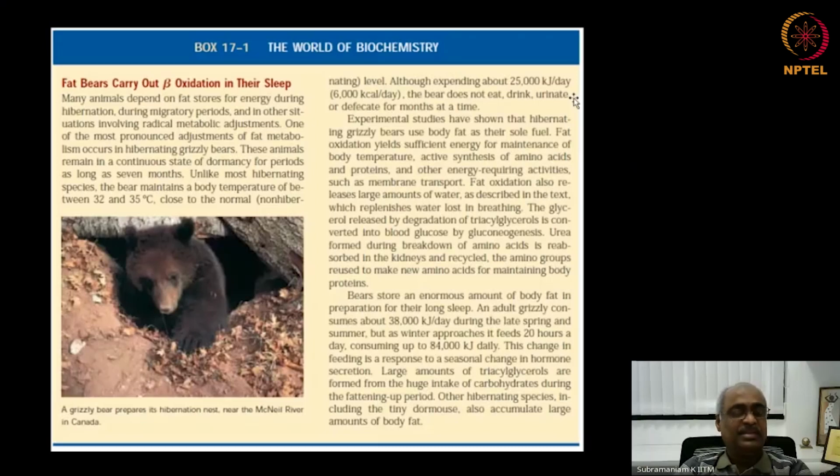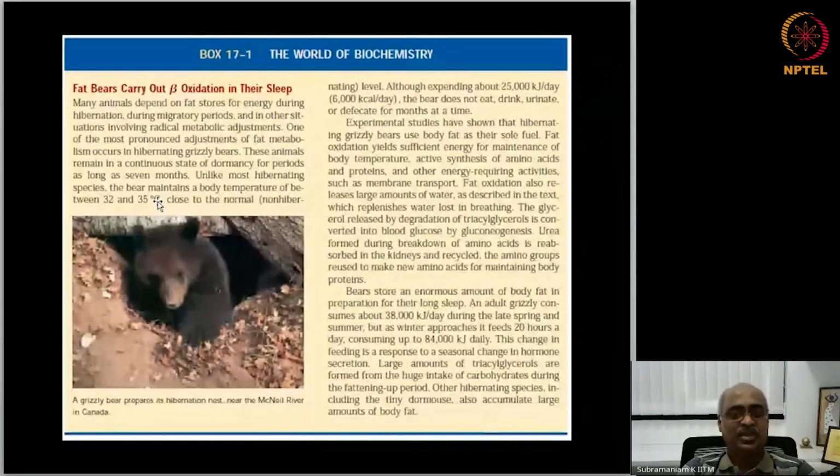But by oxidizing the fat that is stored, this 84,000 kilojoules eaten every day during the late summer and the autumn, those fats are oxidized by beta oxidation. That helps the bear maintain normal body temperature, 30 to 35 degrees, while outside is frozen. It is able to maintain this because beta oxidation gives the required ATP to keep all metabolism going, protein synthesis happening, all normal things going.